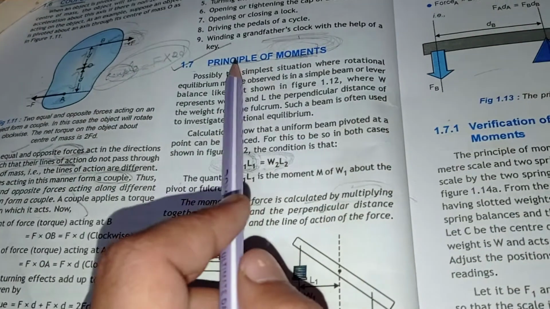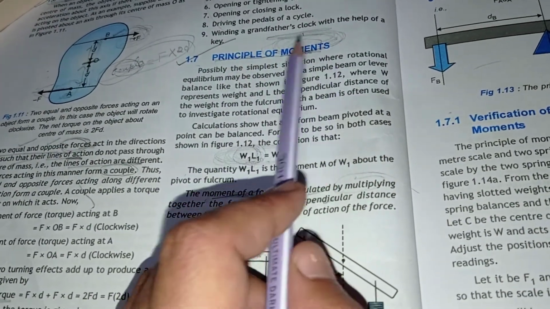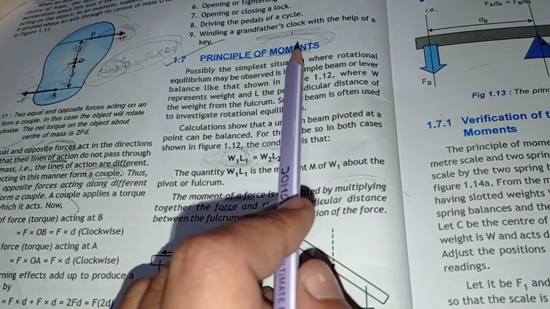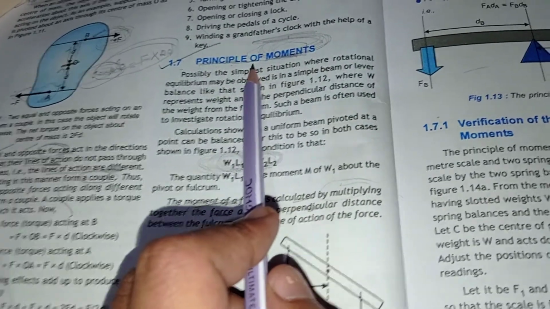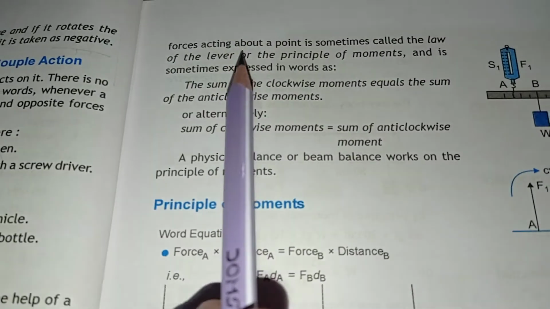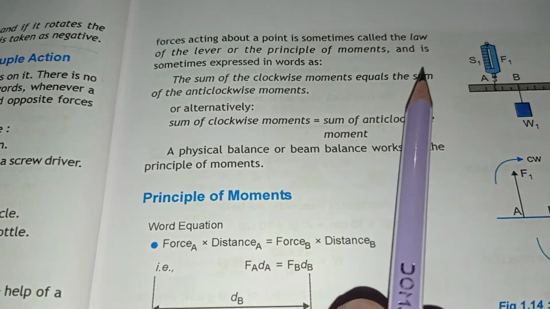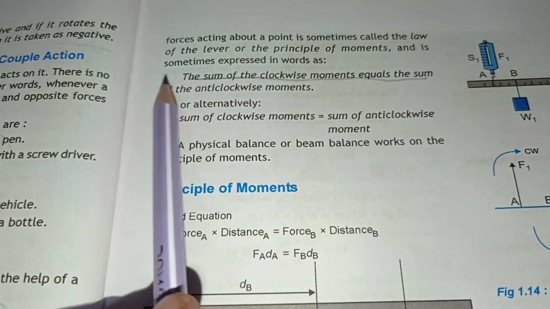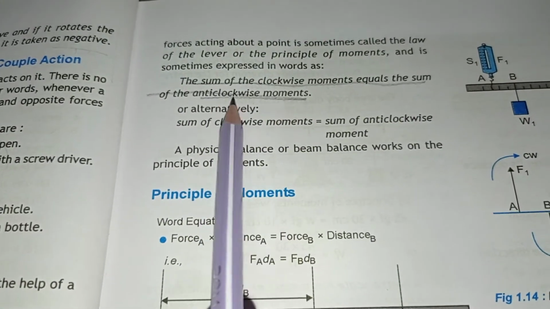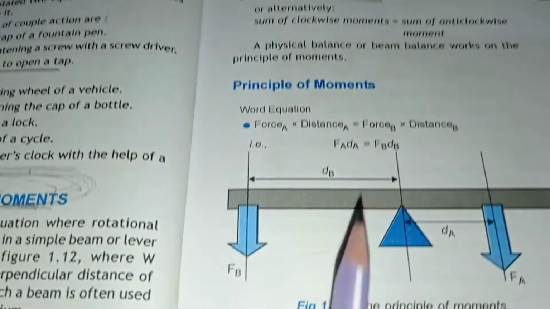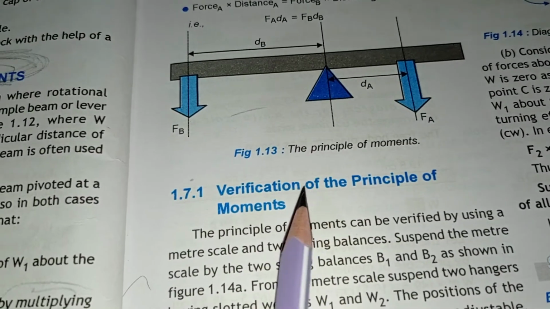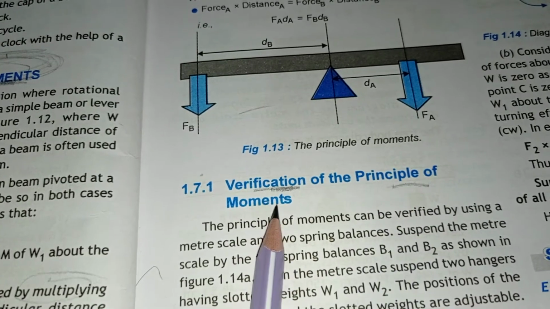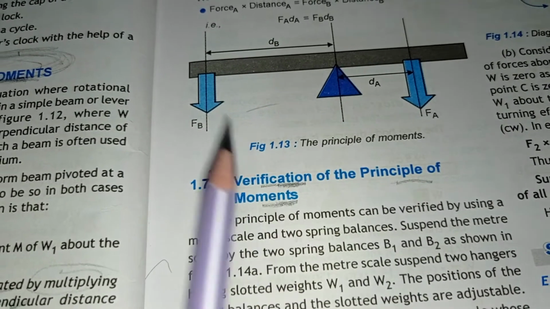Now, what is the principle of moments? According to the principle of moments, the sum of clockwise moments is equal to the sum of anti-clockwise moments. This is the definition of the principle of moments. Now we will illustrate the principle of moments with examples.